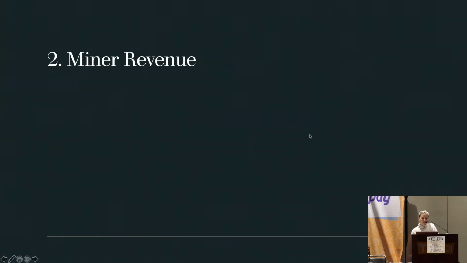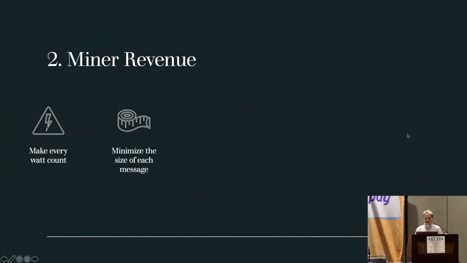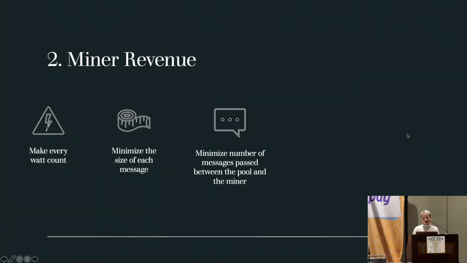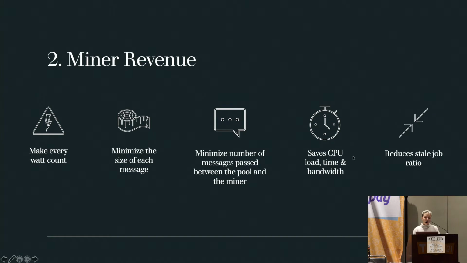After getting up and running, we want to make sure that we're maximizing the miner's revenue. Maximizing revenue is all about minimizing the computational power and time it takes for a miner to receive the job, commence mining, and send it back to the pool. So we would want to make every single watt count here. We do this by having very lean messages and minimizing the number of packets that are being passed between the pool and the farm. All of these things save on computational power, bandwidth, and time, and they all reduce a miner's stale job ratio.